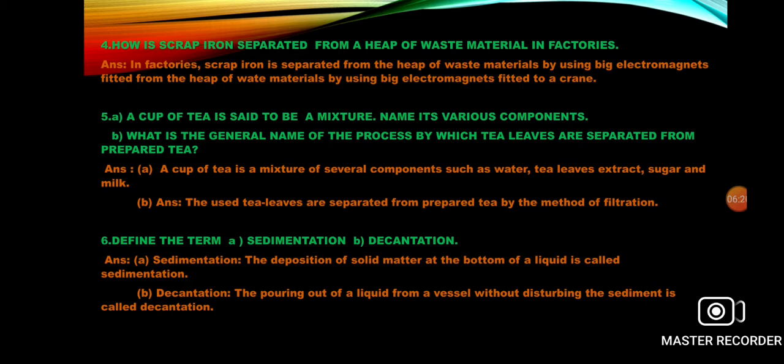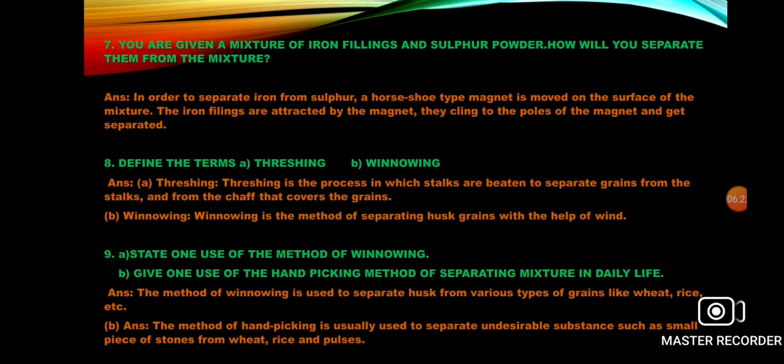Next, you are given a mixture of iron filings and sulfur powder. How will you separate them from the mixture? Simply, again you have to take a magnet. Wherever there is a question of iron filings, simply you have to take a magnet. So over here, in order to separate the iron from sulfur, a horseshoe magnet is moved on the surface of the mixture. All the iron filings will be attracted by the magnet. They will cling towards the pole of the magnet, and thus the iron filings will be separated from the sulfur powder.